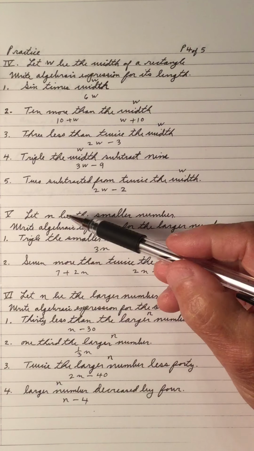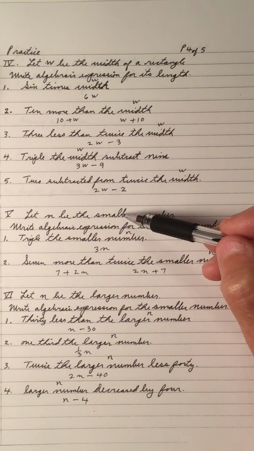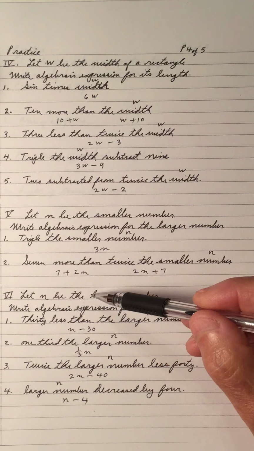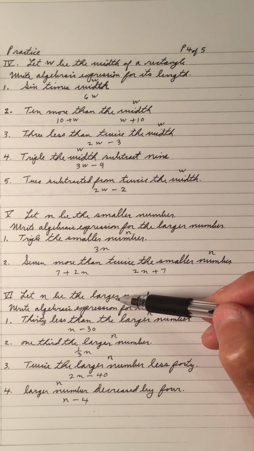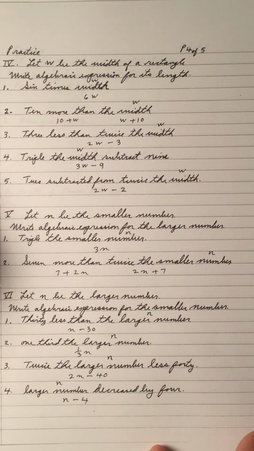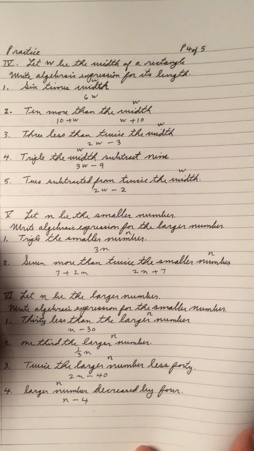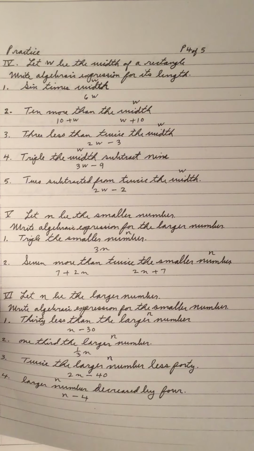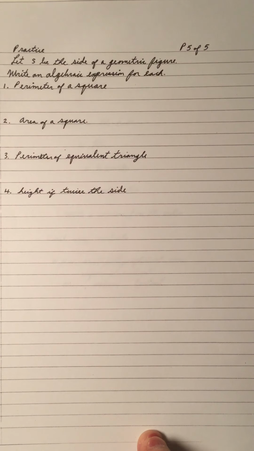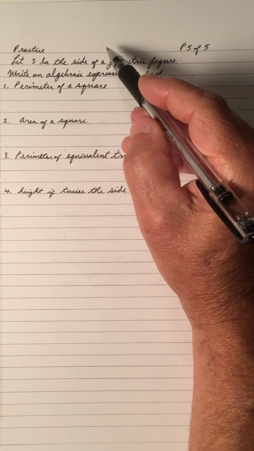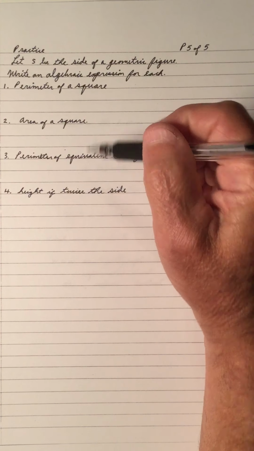And again, notice number 5 here, I let n be the smaller, writing out in terms of the larger. And here I let n be the larger, writing the expression out in terms of the smaller. So when you have your choice, you can let n be whatever you wish, and work it through. Practice. Pause the video and see if you can work all 4 of these out.